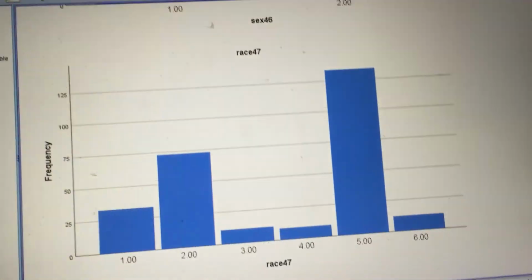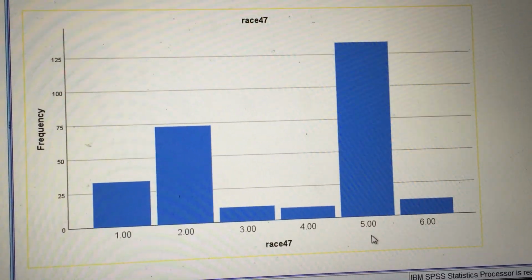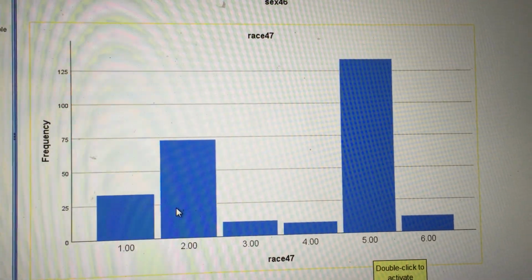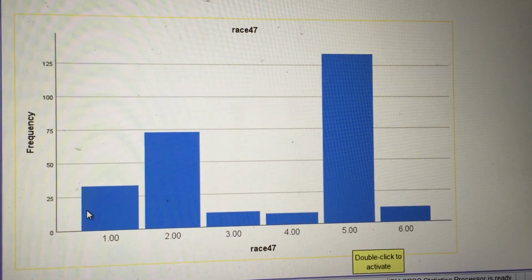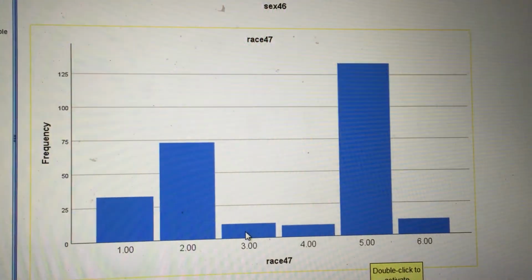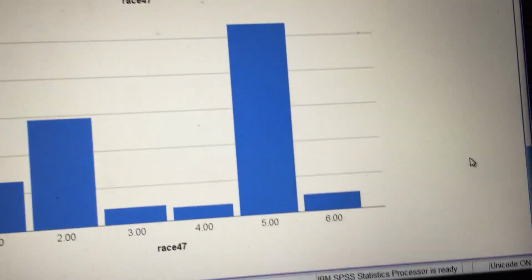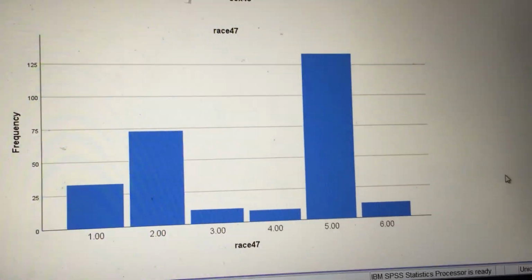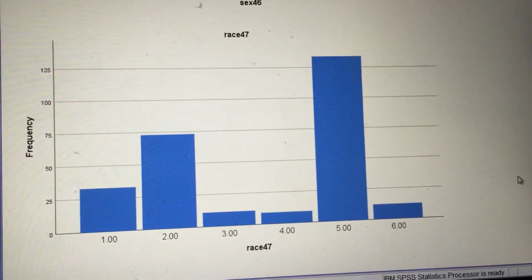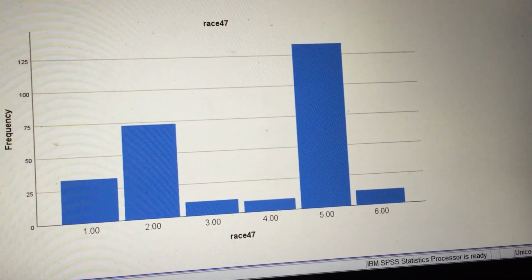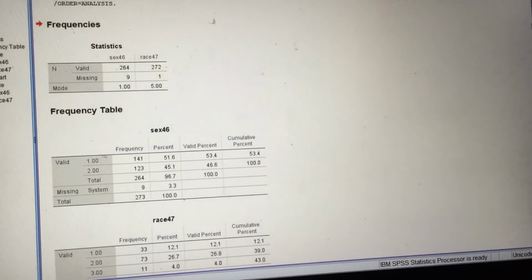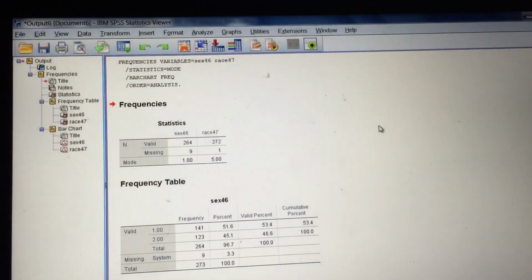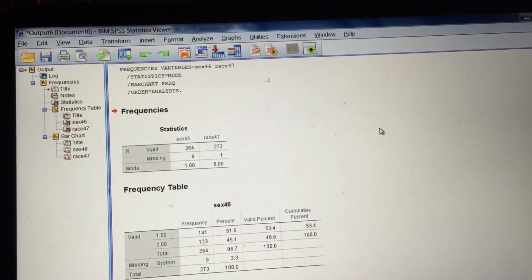And we can come down to race, and it shows us what we saw, that 5 is definitely the mode, followed by 2, which is Black or African American, followed by 1, which is Asian. 3 is Hispanic, and so on. So very quickly, in a matter of seconds, it allows us to tell our client in a very professional appearance what the makeup was for those informants or for our respondents who were kind enough to participate in the research. And that is how you run the descriptive statistics along with the chart.